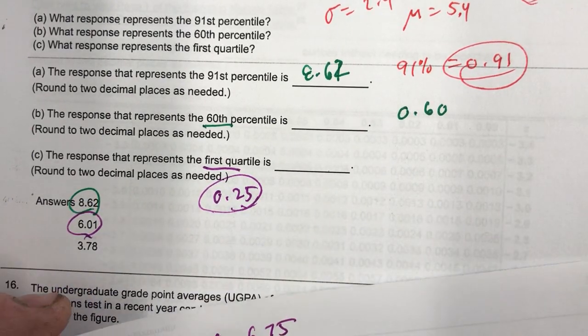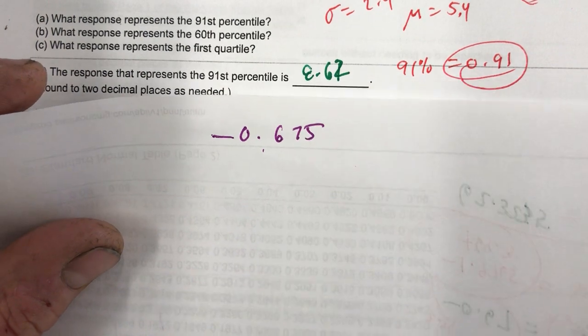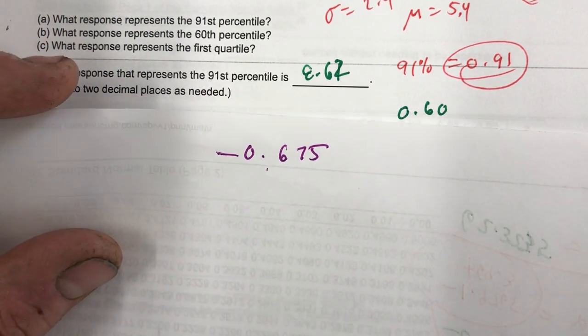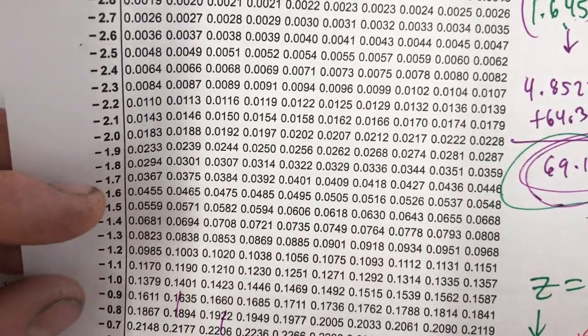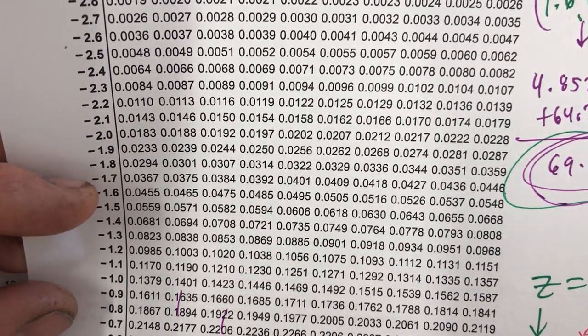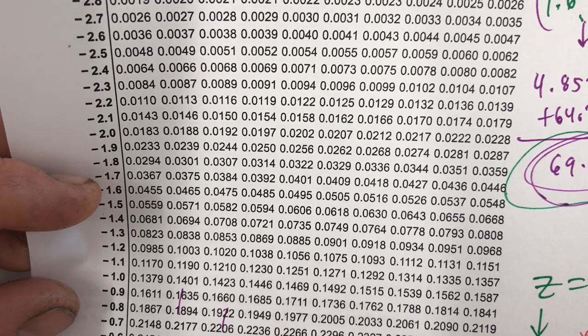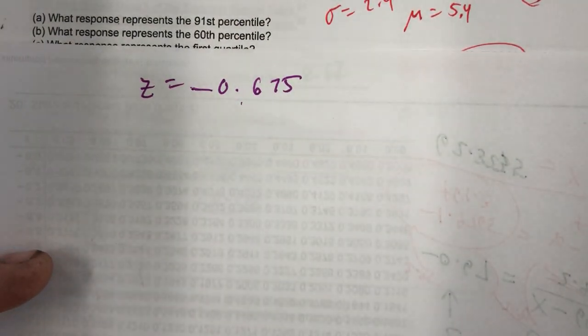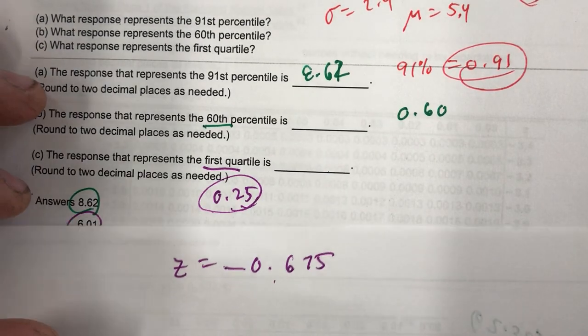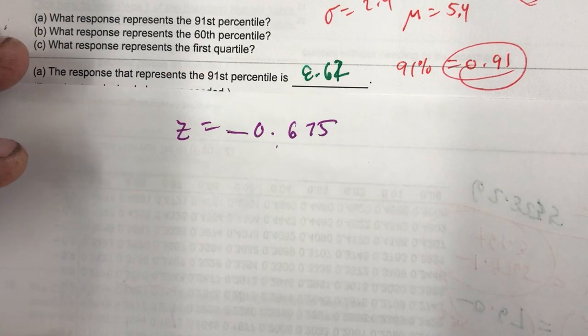So there you go, there's my z-score that makes that percentile. Okay, we'll do that again here. Negative 0.68 and 7, so it'd be 0.675. So we're good. So there's my z-score. That puts us in the first quartile, 25th percent.